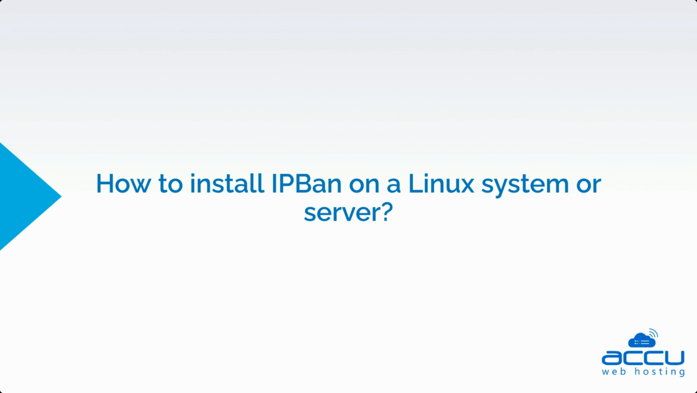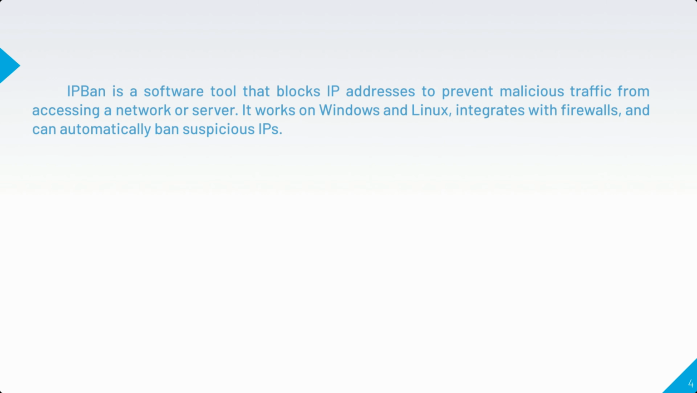Today, we will learn how to install IPBan on a Linux system or server. IPBan is a software tool that blocks IP addresses to prevent malicious traffic from accessing a network or server. It works on Windows and Linux, integrates with firewalls, and can automatically ban suspicious IPs.